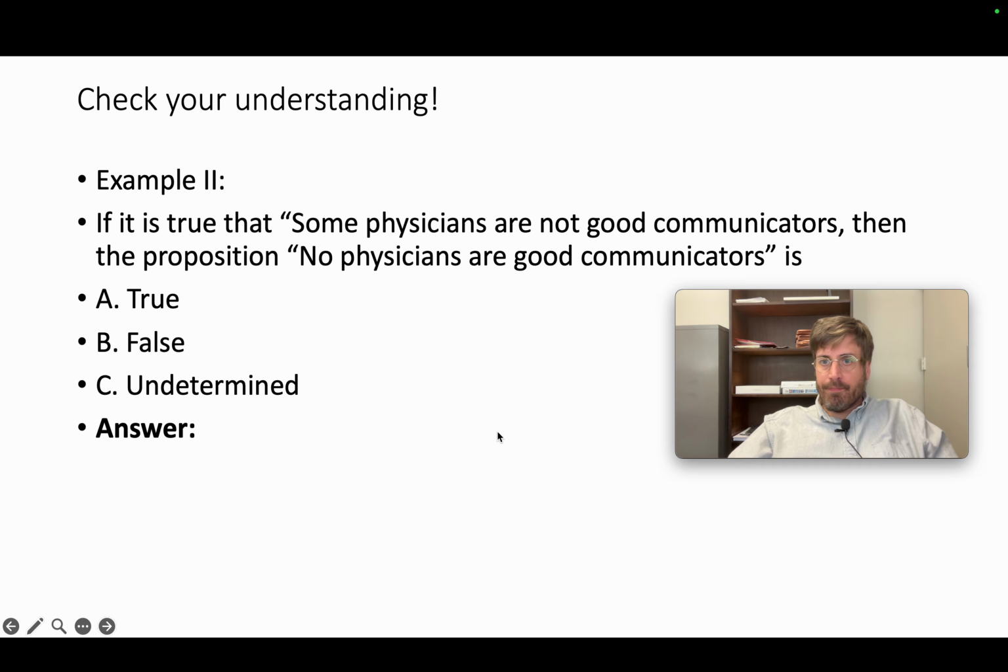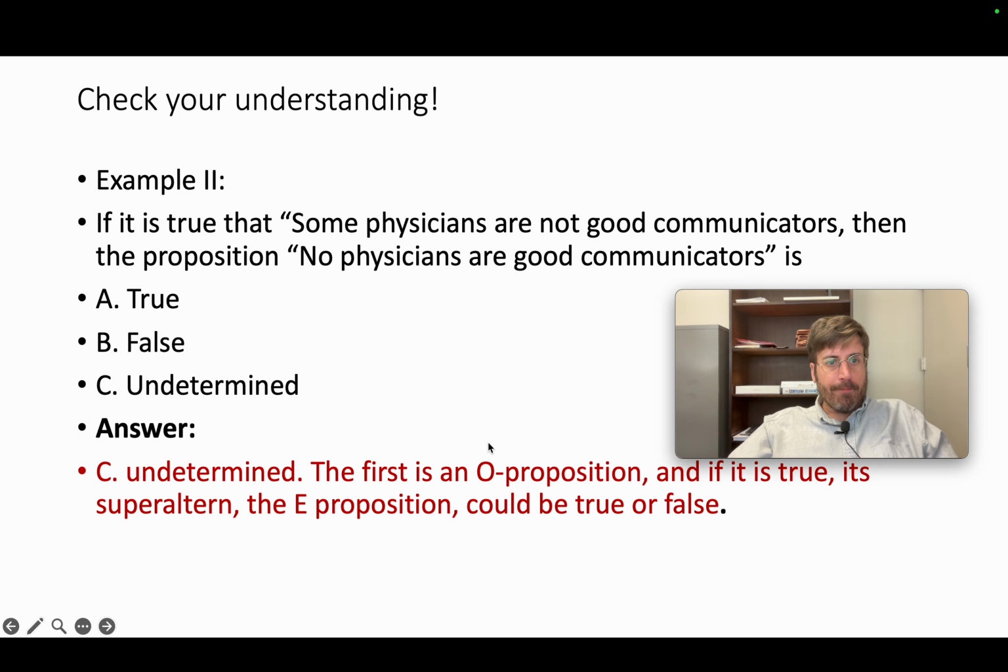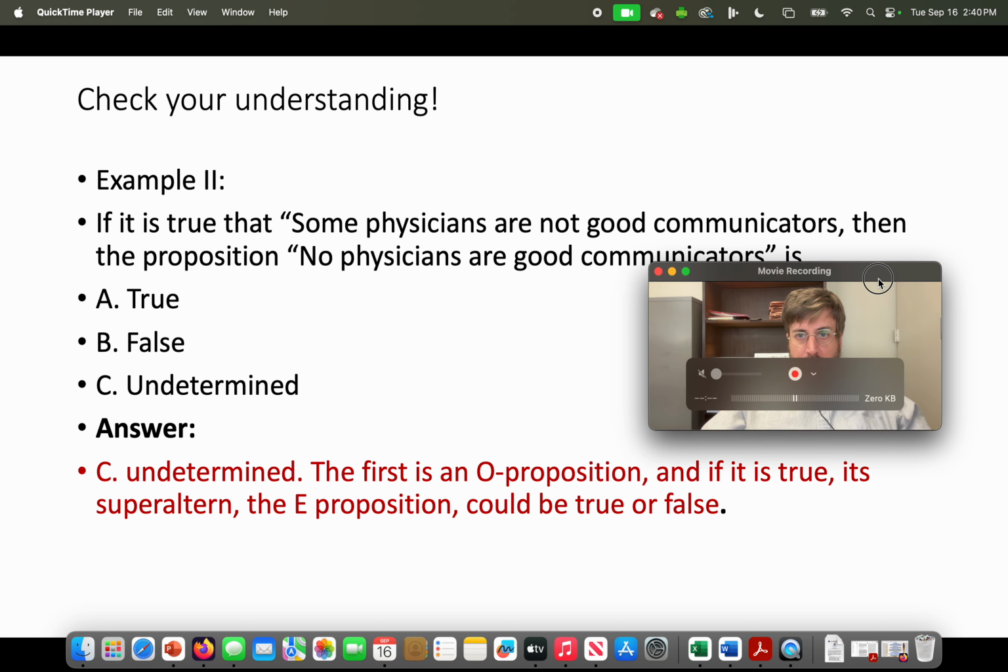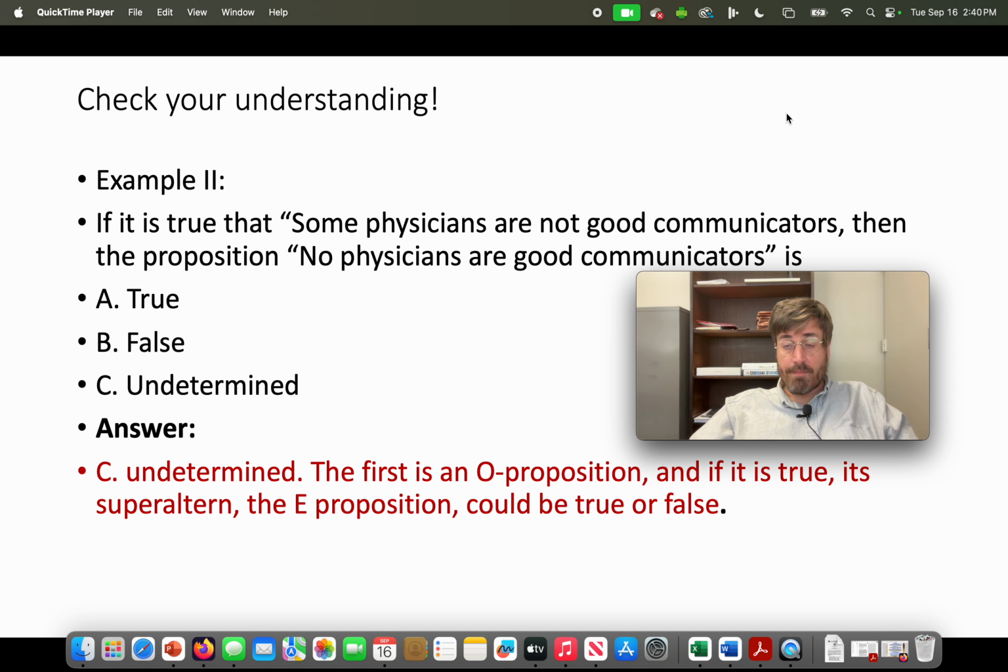All right, let's check our work. The correct answer is C, undetermined. We know that the first proposition is an O proposition. This is a particular negative, right? Some physicians are not good communicators. If that is a true proposition, and we're starting on the far lower right of the square as a subaltern, its corresponding superaltern has to be the E proposition. No physicians are good communicators.